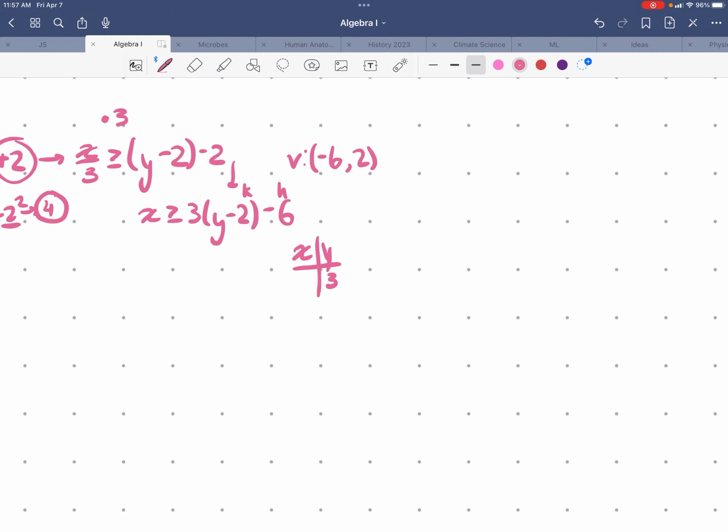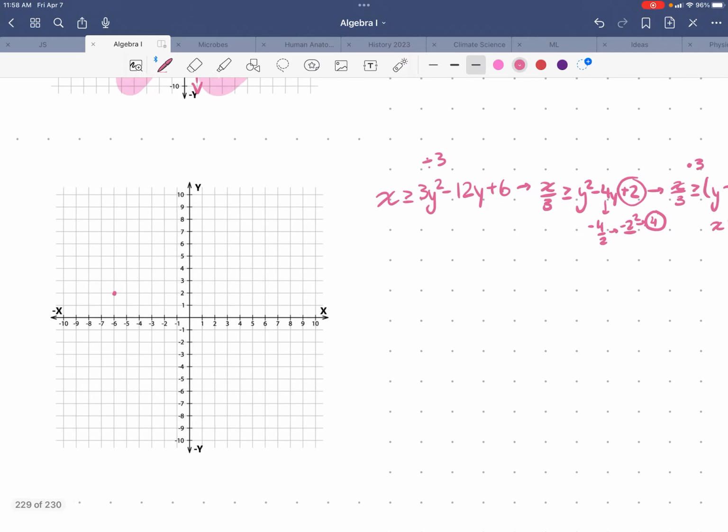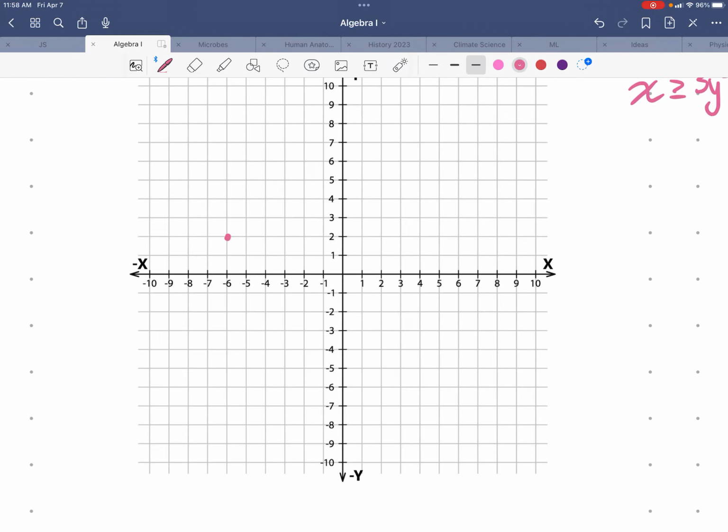I'll choose 3 for y. If we plug this in, we get 3 minus 2, which is 1 squared. We get 1 again, times 3. 3 minus 6 is negative 3. So our second point is negative 3 comma 3. And we see that our theory is correct.